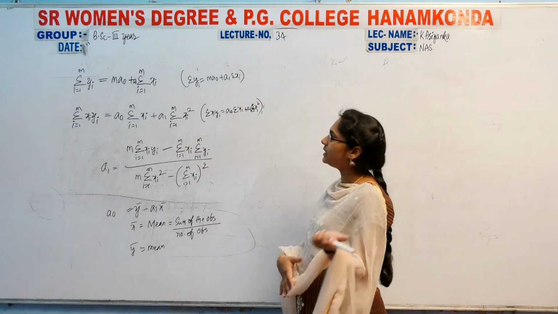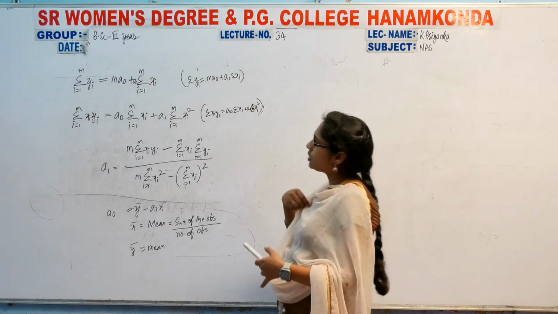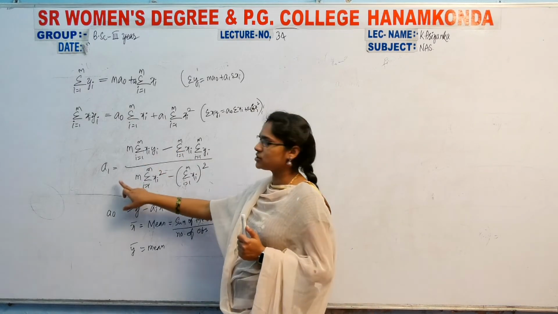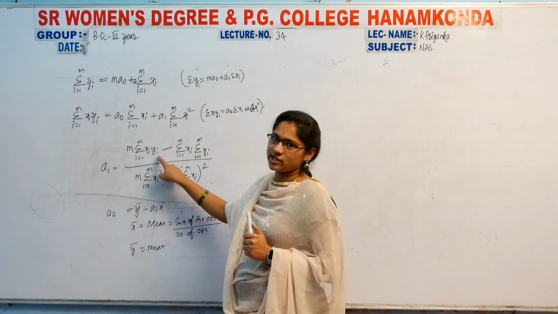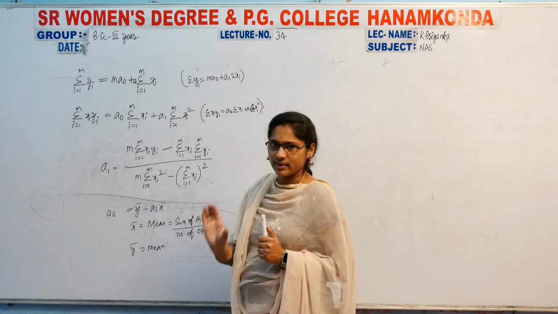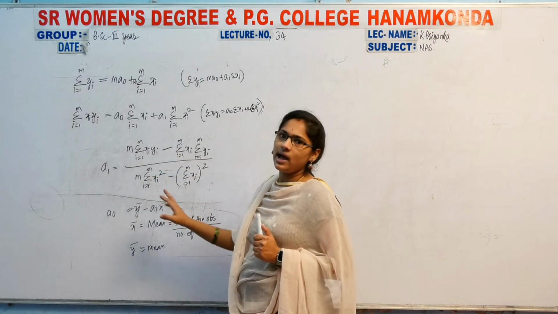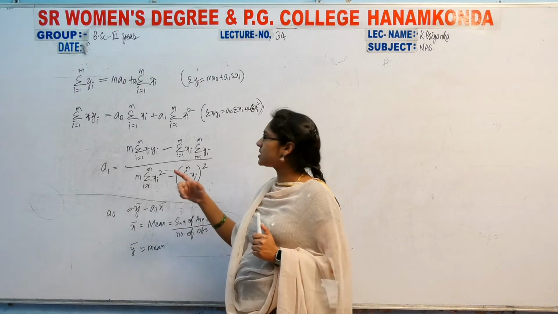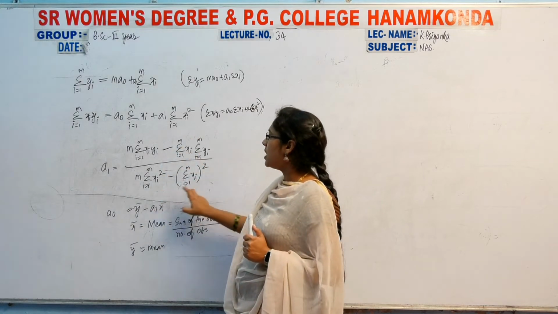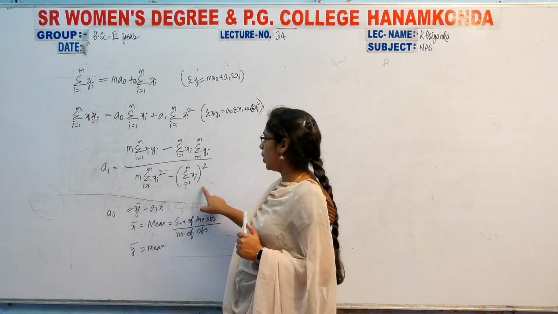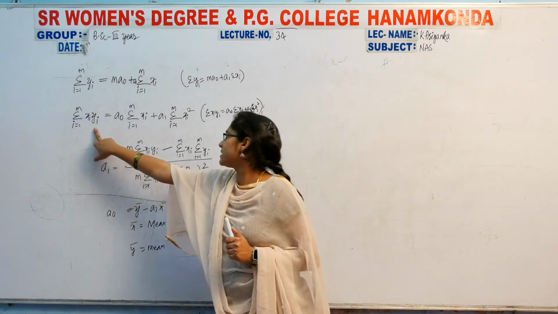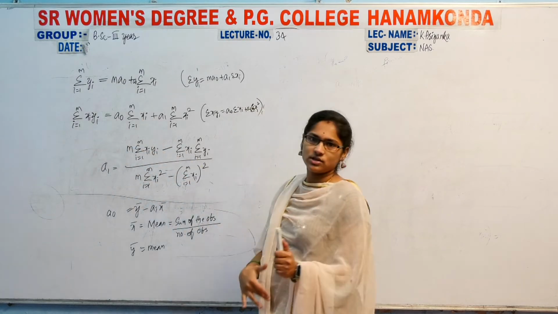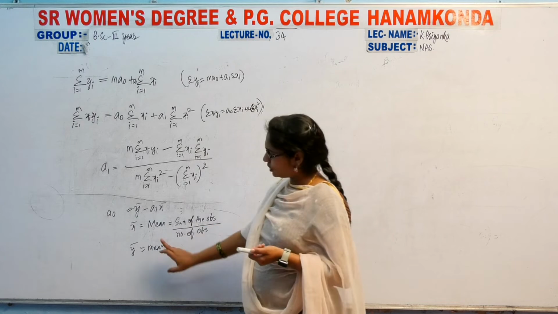Next, how will we calculate these constants a0 and a1? a1 is nothing but this one. For a1, it is m into summation xi yi minus summation x into summation y, divided by m into summation xi square minus, here you see, the whole square of summation xi. These are in the denominator, and in the numerator we have xi yi and the individual sums. And a0 is this one.